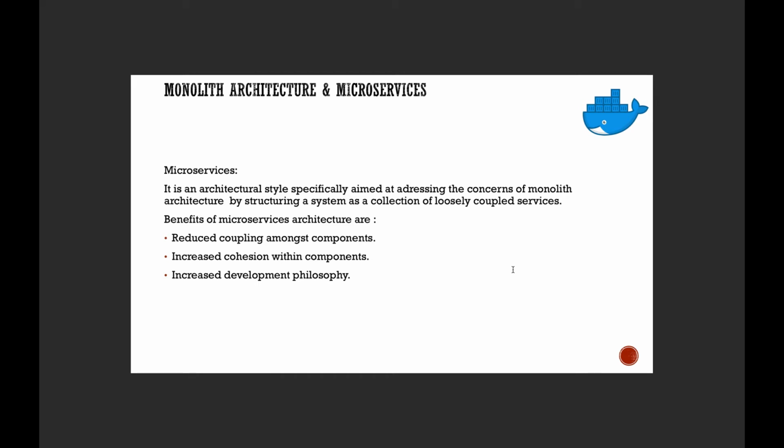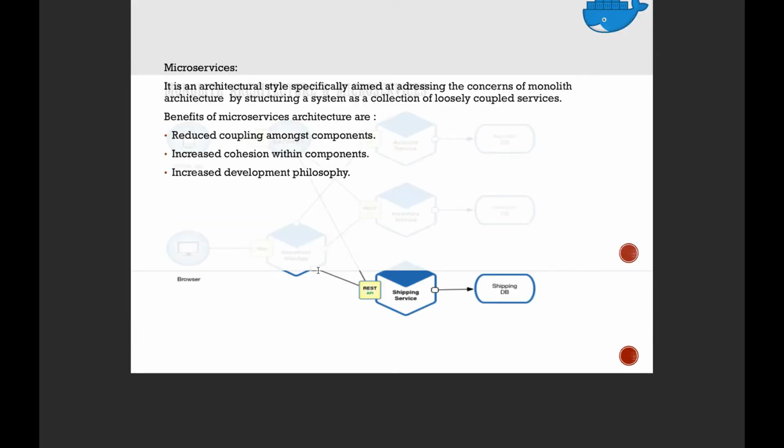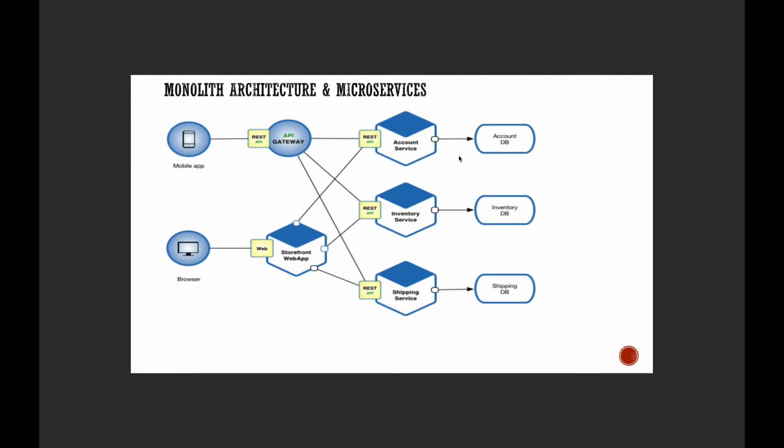So the benefits of microservices are that we can reduce the coupling among the components, and we can increase the cohesion among the components, and increase development velocity. Every component can be individually developed, and whenever they want to update, they can update themselves, and they don't need to worry about other components really. So this is the kind of architecture which we have nowadays for our microservices.